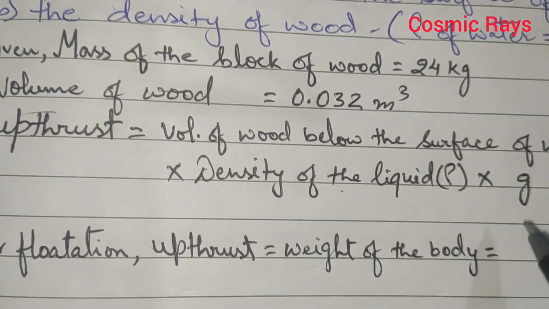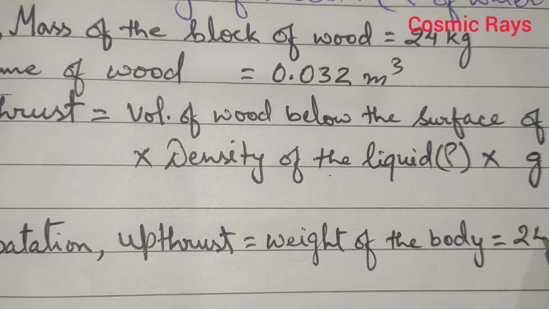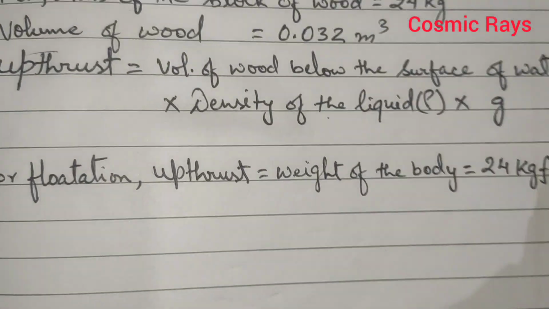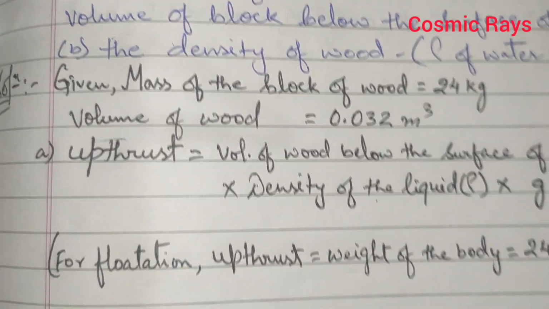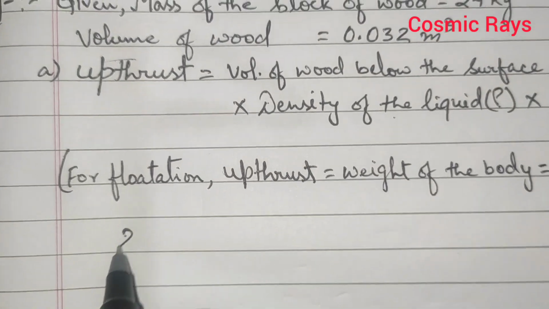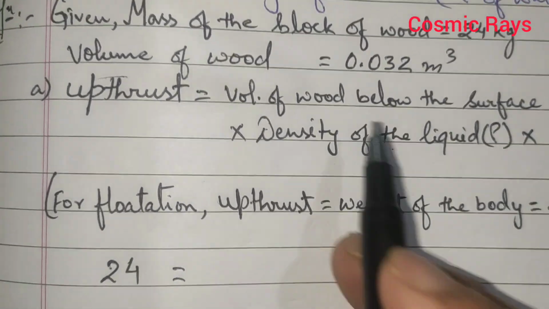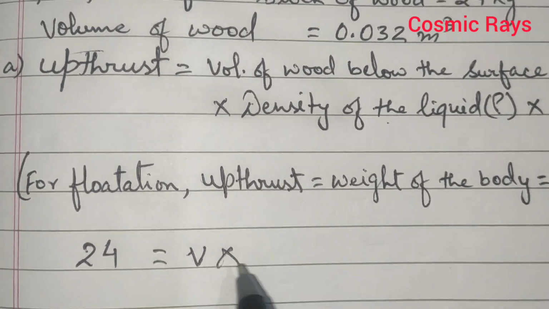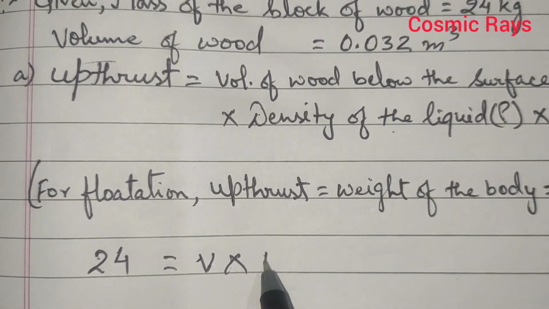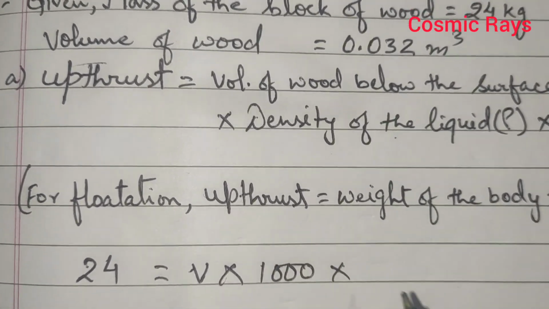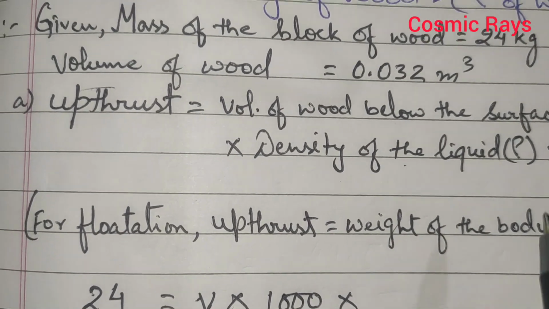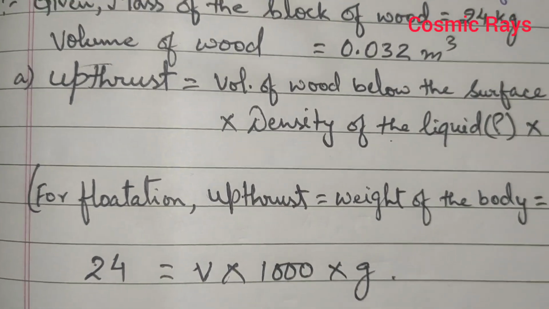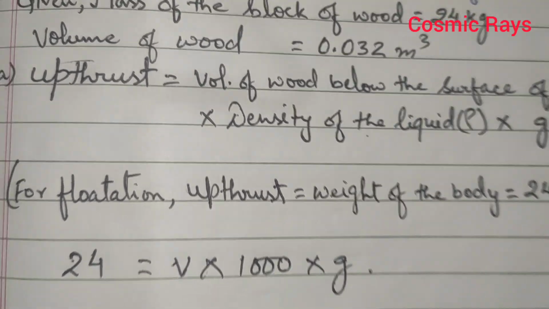So mass of the block is 24 kg. So weight will be 24 kg F. Now we put this value here in this formula. So upthrust will be 24 is equal to volume, we will just denote it by V, density of the liquid, that is density of the water, is 1000 multiplied by the acceleration due to gravity. Let's leave it as G because here we have made some changes.